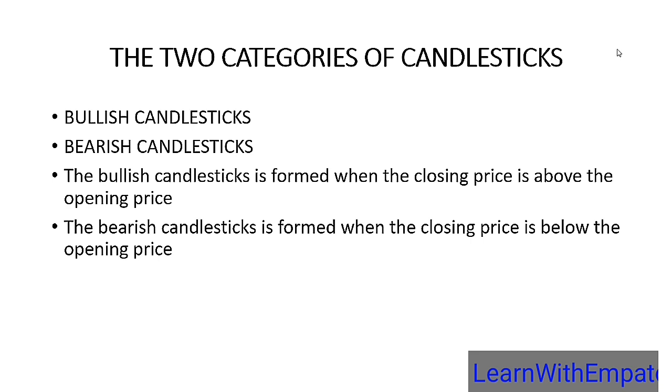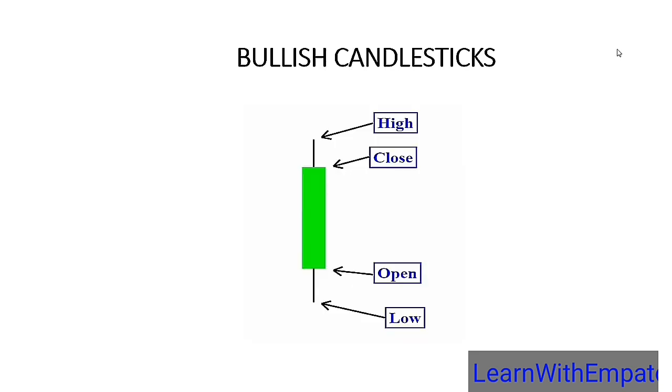The bullish candlestick is formed when the closing price is above the opening price. I'll show you that with a diagrammatic representation. And the bearish candlestick is formed when the closing price is below the opening price. So this is how the bullish candlestick looks. You can see clearly on this picture. This is the high, close, open and low. It has 4 strategic points on the body.